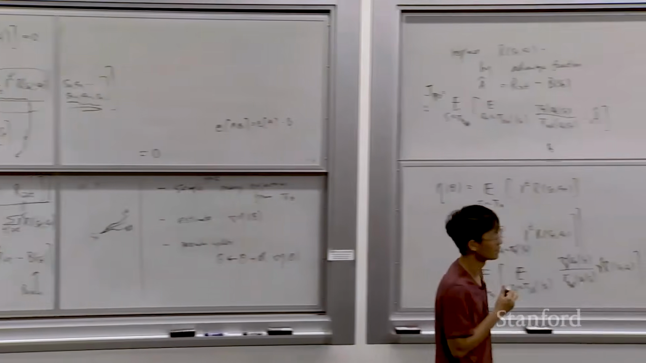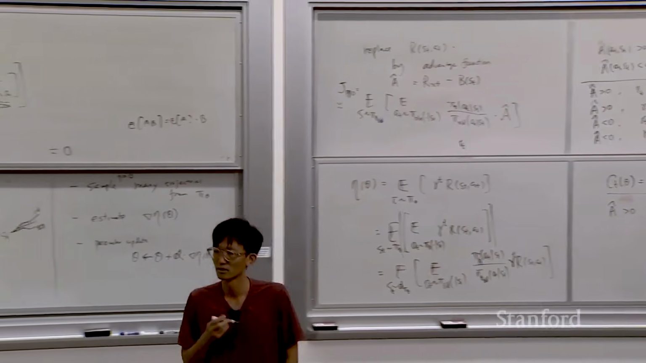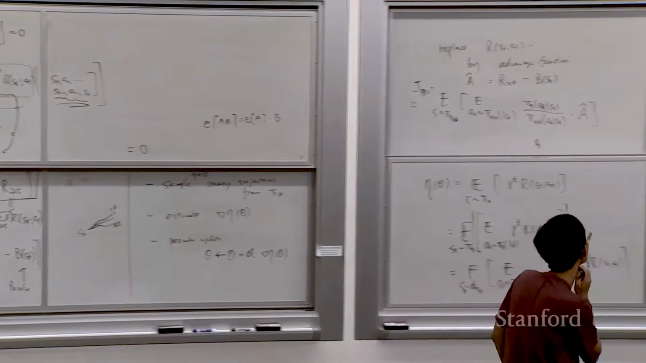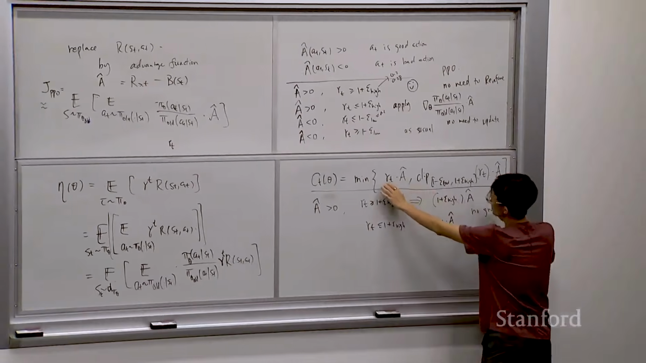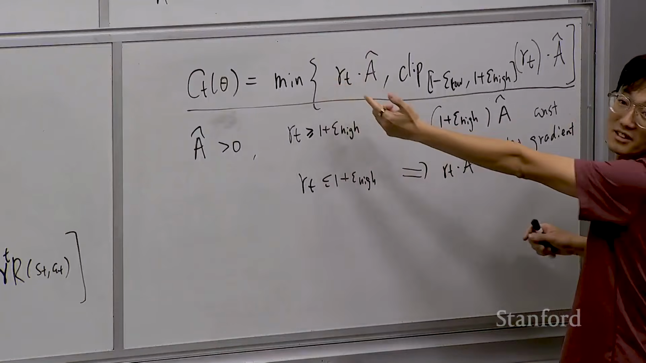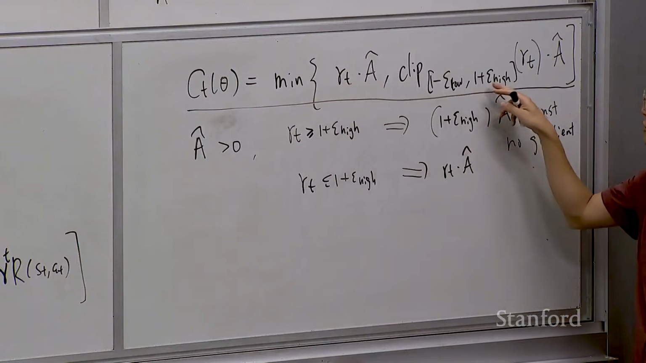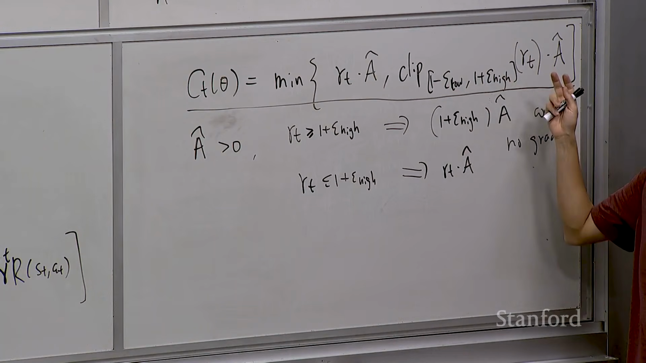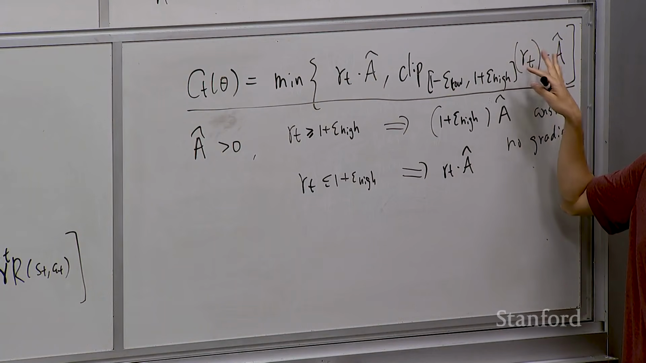Are you saying that the second value is going to be super high? No, this is not high. This is bigger, right? Because RT is big. Say RT is 10. So this is 10 times A hat. This is only 1 plus epsilon times A hat. So that's why you take the min part.